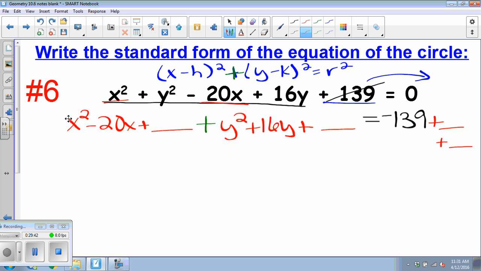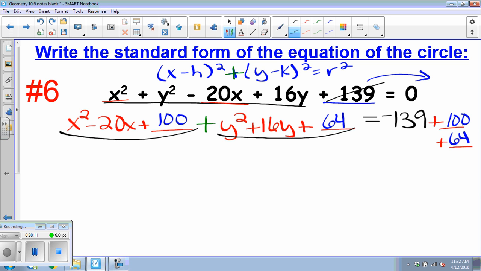Okay, so let's complete the square for both of those. Half of 20 is 10, squared is 100, so we add 100 to the left, we must add 100 to the right. Now let's do the same thing for y. Half of 16 is 8, squared is 64, so if we add 64 to the left, we must add 64 to the right. Okay, so now we have to take these and write these as binomials squared, and then that's it.